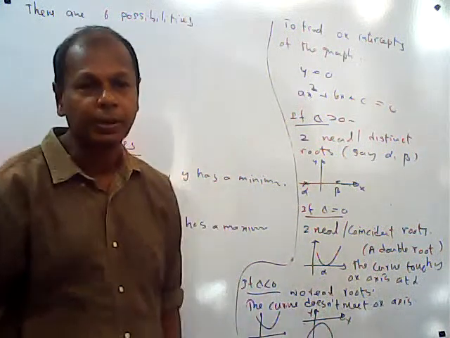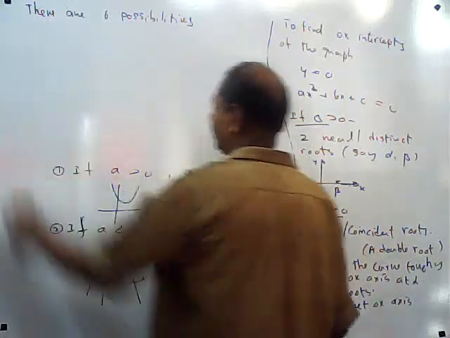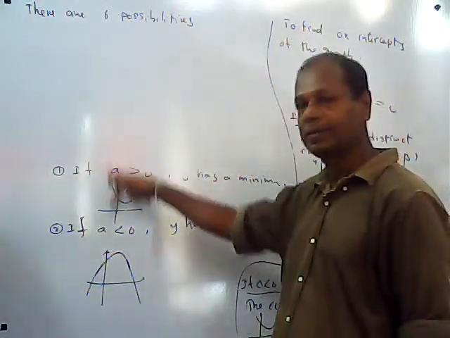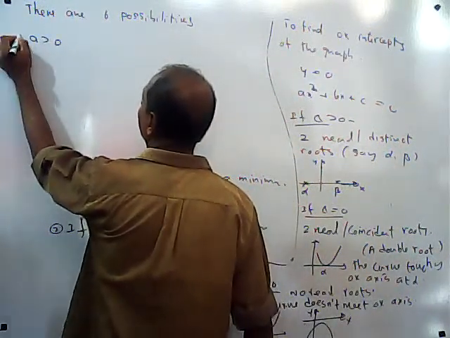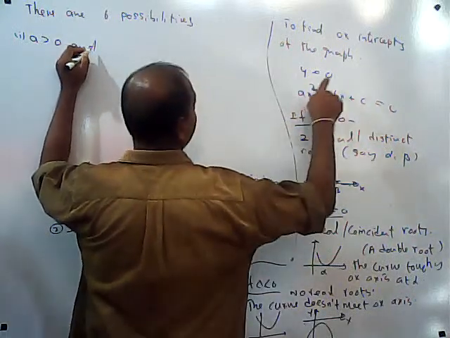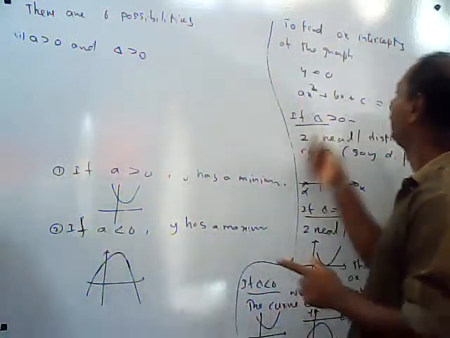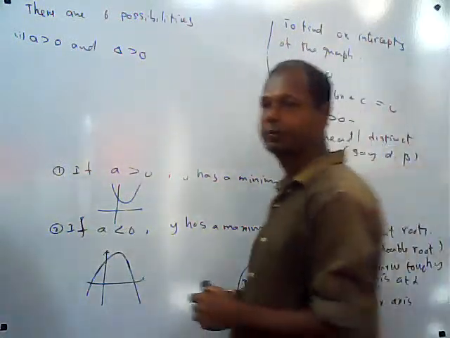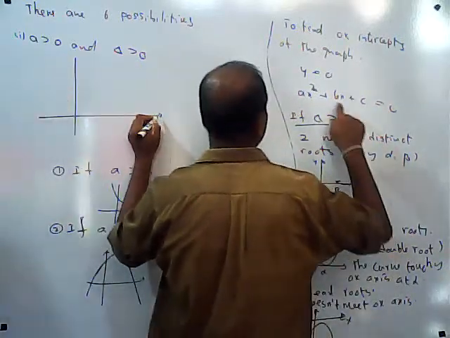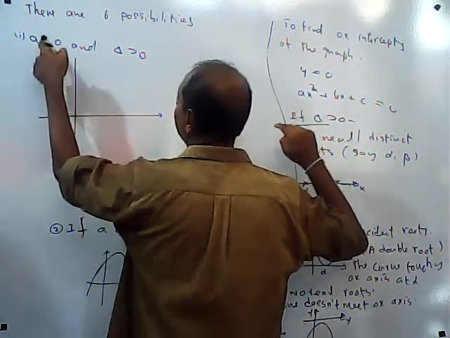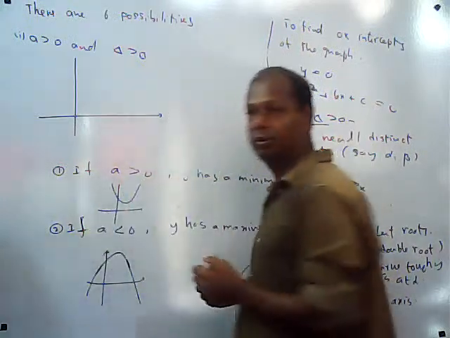So there are altogether 6 possibilities, right? So what are the 6 possibilities? If A is positive, that's a minimum, right? A is positive, number one, and at the same time, delta is also positive. A is positive, there is a minimum. Delta is greater than 0, so it means it meets the x-axis at 2 points.